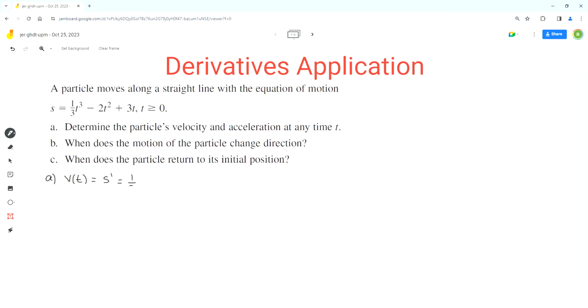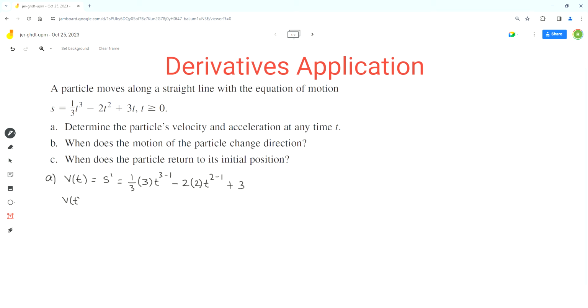So the coefficient 1/3 will stay as it is, times, as per the power rule, we'll move the 3 to the front, so we get 3, and then subtract 1 from the exponent. And then minus, in the second term, we'll use the power rule again. So 2 is the coefficient, times 2, and then times t exponent 2 minus 1. And now we can also use the power rule for the last term, 3t, and the derivative will be just 3.